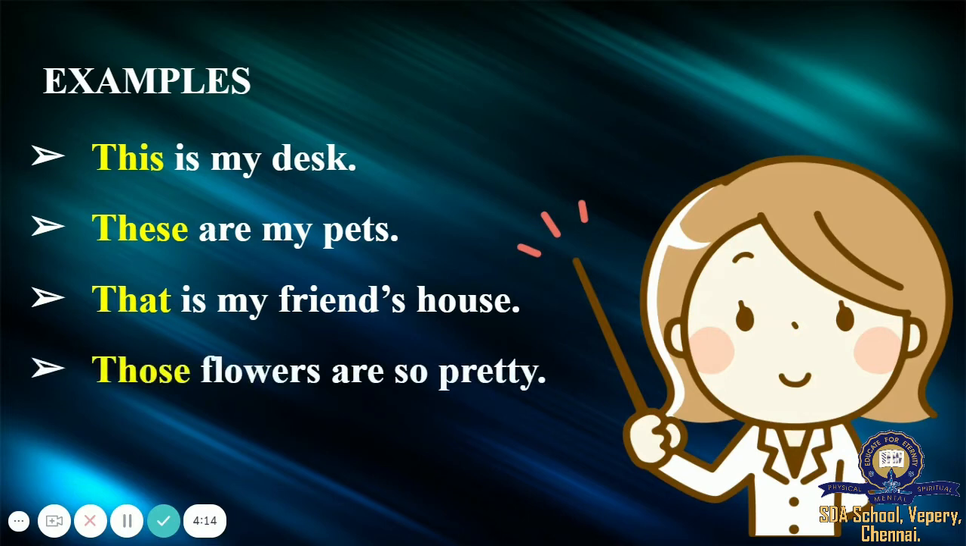So here, this and these refer to things nearby. That and those refer to things at a distance. So demonstrative pronouns are used for pointing out the object or objects to which they refer.